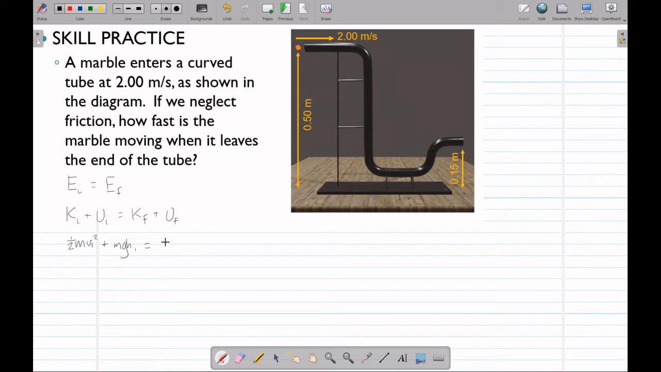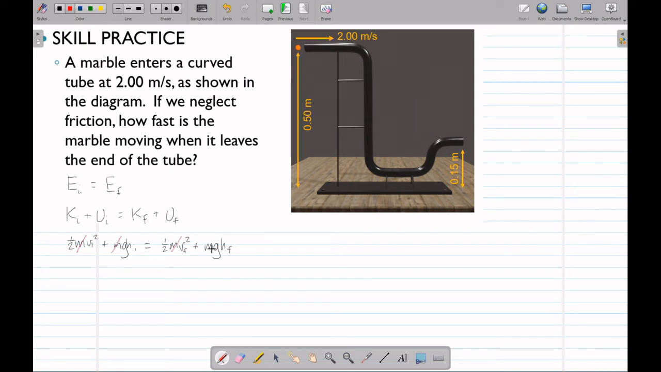The kinetic energy of the marble coming out is equal to 1/2 its mass times its final velocity squared, and that's actually the number that we're looking for, the final velocity, plus its mass times gravity times its final height. Now you'll probably notice that the mass appears in all four terms, which means that we can actually factor it out.